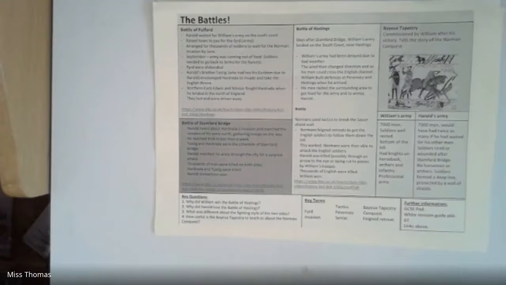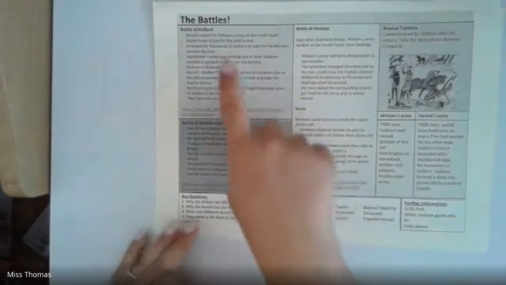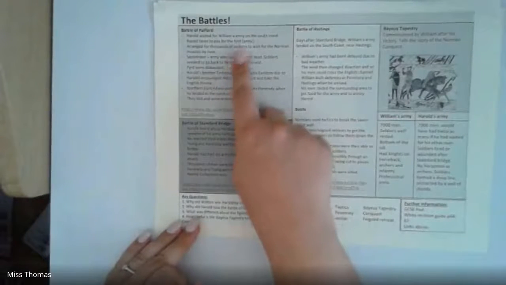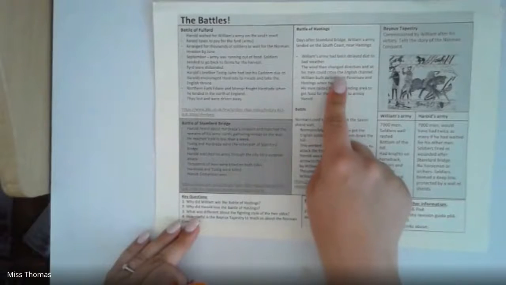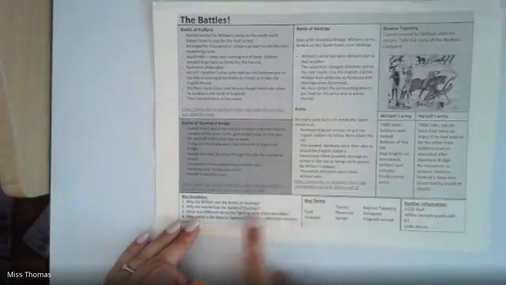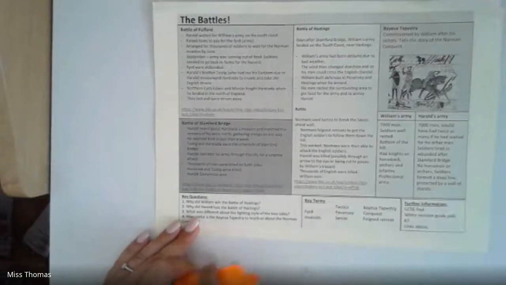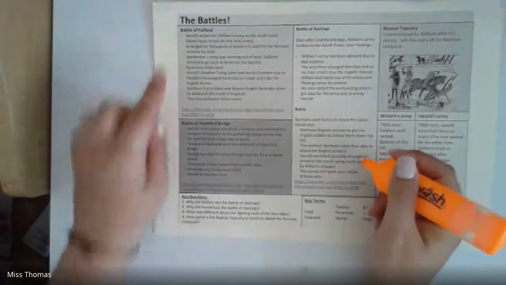Hello and welcome to a revision session on the battles of 1066. Today I'm going to talk through the three important battles, which is the Battle of Fulford, which happens first, followed by the Battle of Stamford Bridge, and then the Battle of Hastings. I'm also then going to talk about some of the contextual knowledge surrounding this. So let's start with the Battle of Fulford.